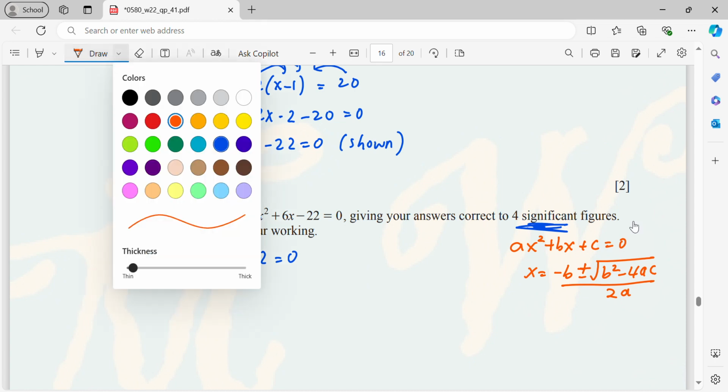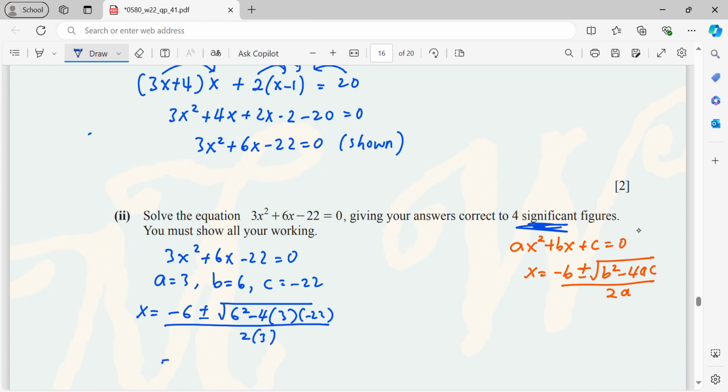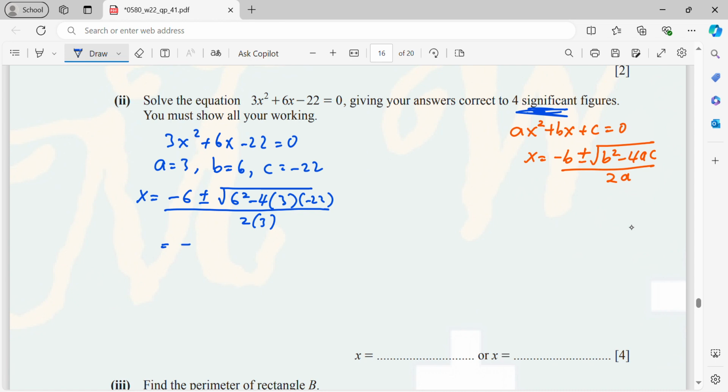From here, my a is 3, my b is 6, my c is minus 22. So x is minus 6 plus minus square root of 6 squared minus 4, my a is 3, then c is negative 22, over 2 times 3. When you calculate, you will get minus 6 plus minus square root of 300, over 6. Now, we calculate using the minus first. You have to calculate both, and then the other one is a plus.